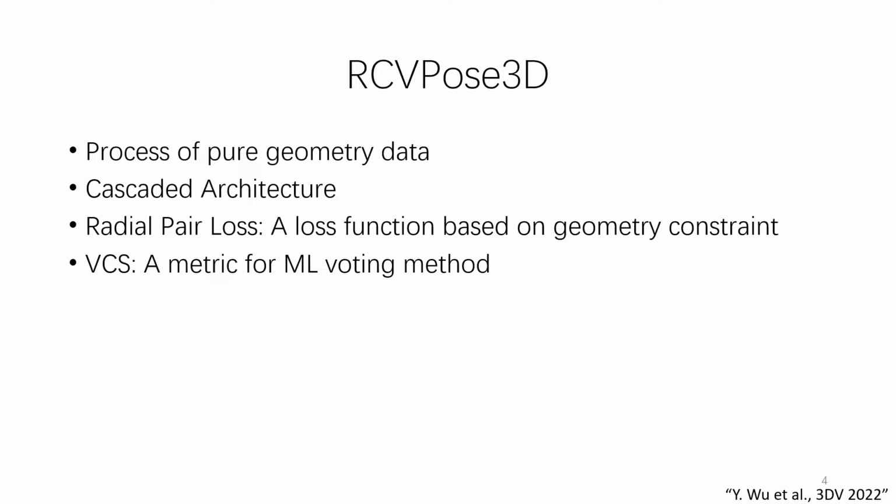However, it focuses on pure geometry information from point clouds. A novel cascaded architecture is proposed in order to optimize the current parallel structures. Further, a novel loss function based on the geometry constraint of key points is added as well to enhance the learning of the network. Finally, a novel score for the machine learning voting method is introduced to speed up the fine-tuning cycle of the training stages.